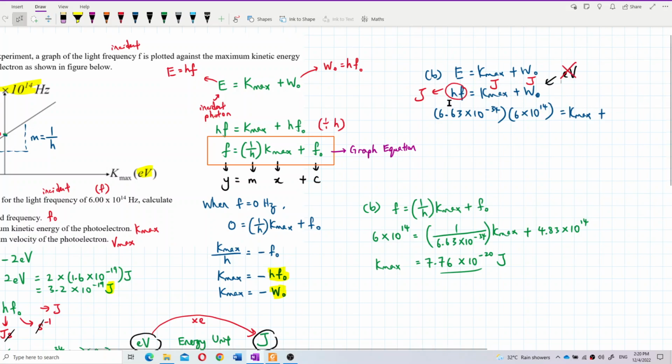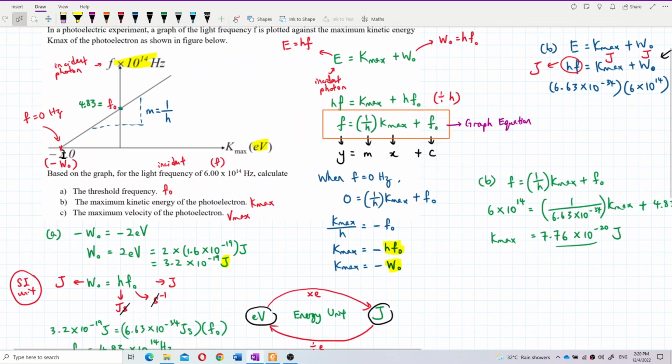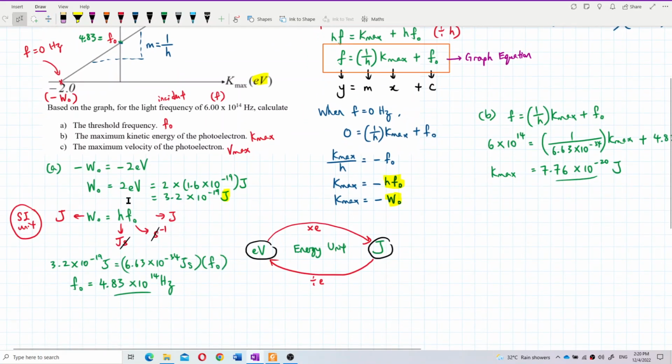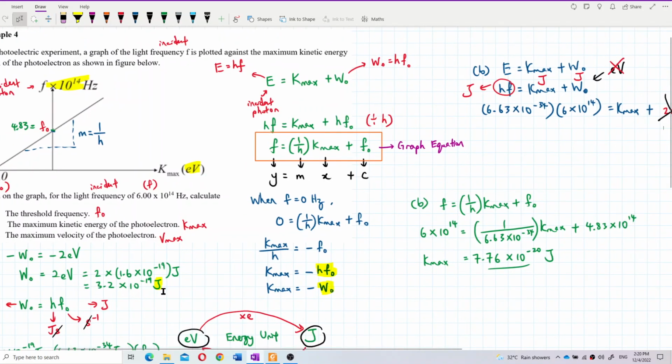Yeah. This one you already got in joule. So all the rest must be in joule, cannot be electron volt. So you cannot put, let's say, 2 electron volt for W naught. You must change the 2 electron volt into joule first. I already changed it, which is 3.2 exponent negative 19 joule. That's the W naught. Okay, so W naught is 3.2 exponent negative 19.